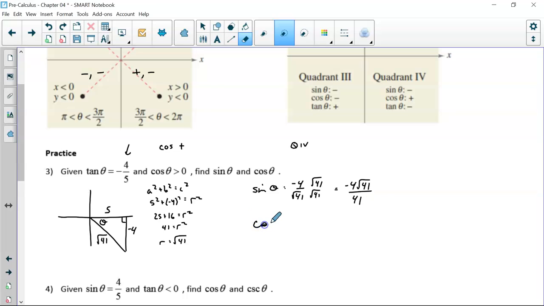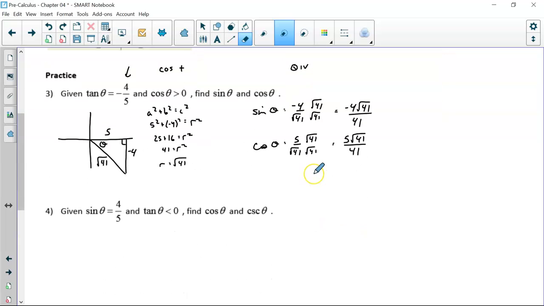Our cosine of theta, adjacent over hypotenuse, is going to be 5 over the square root of 41. Rationalize. 5 square root of 41 over 41 is our cosine of theta. So you're looking for a couple of things. You're looking to see what quadrant we're in, and then draw your triangle and label the values correctly, including the signs.